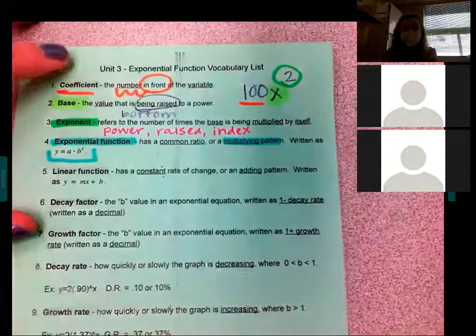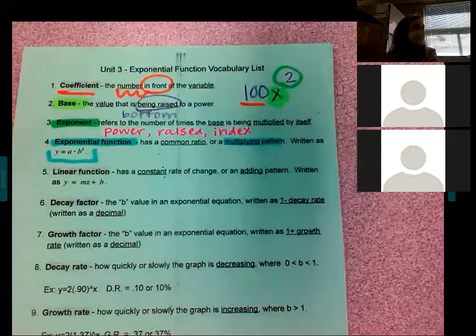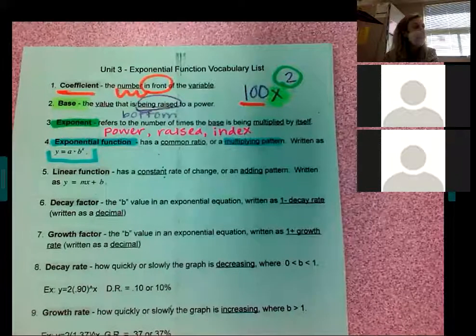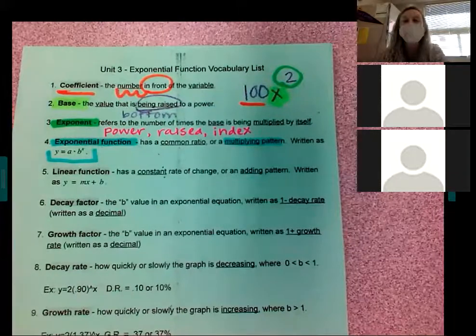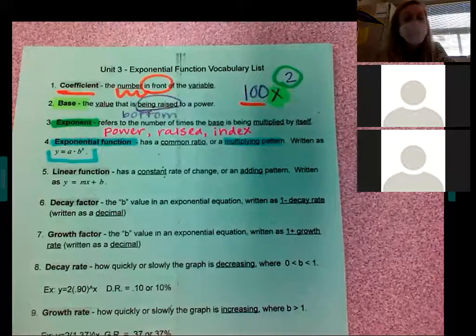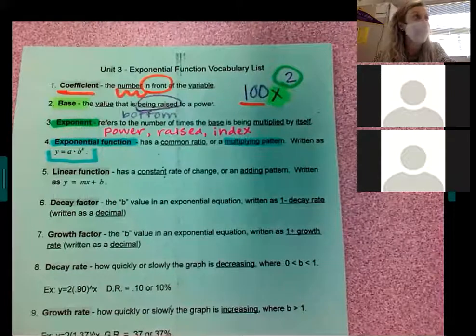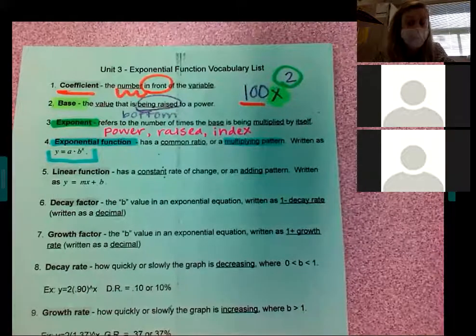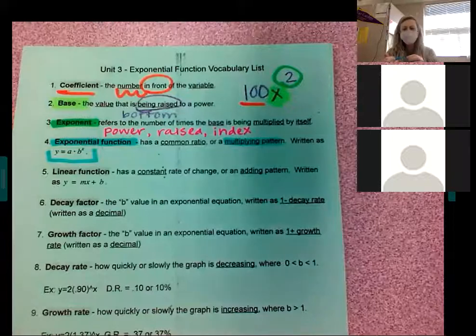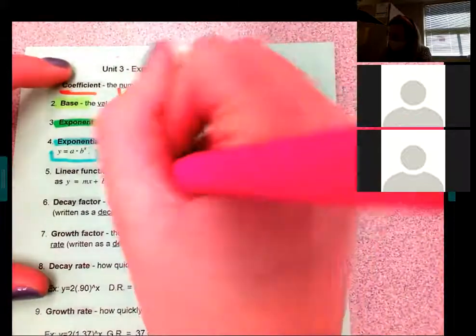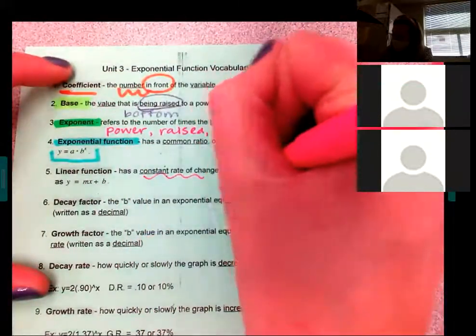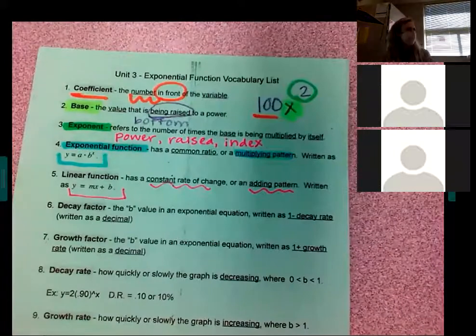Now look, y'all, I even gave you the equation. That can be your example. Does everybody see how it says y equals a times b raised to the x? That's going to be our new mx plus b. You're going to have to know that a times b to the x like the back of your hand, okay? Now, linear function, we shouldn't have to go over. I really hope y'all remember a linear function has a constant rate of change or an adding pattern, and it's y equals mx plus b. We know that, right?